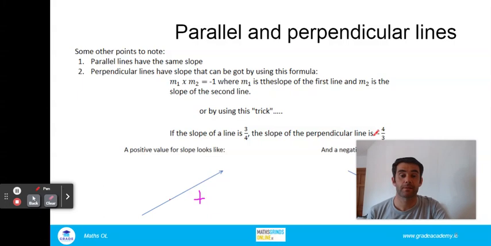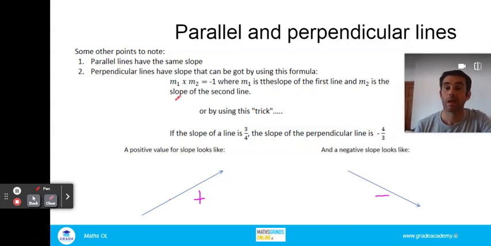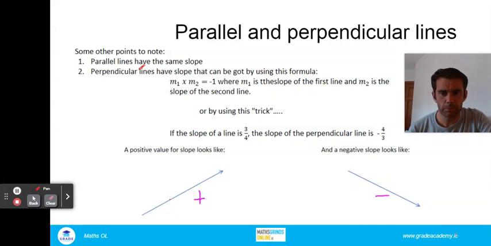Parallel and perpendicular lines. Some points to note. Parallel lines have the same slope. Perpendicular lines have slope that can be got by using the formula. Now, there's a little trick I'll talk about in a moment. They've got a similar but a different slope. Okay, the slope is m1 times m2. So in other words, the slope of the first line times the slope of the second line will be equal to -1.